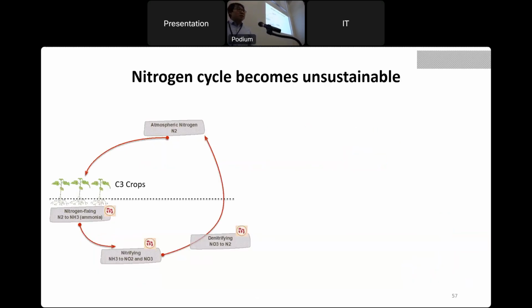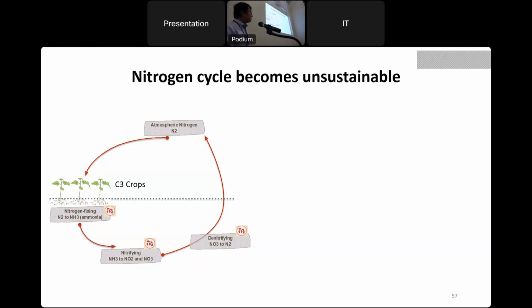Nitrogen is an essential nutrient for most living organisms, especially for plants. Plants are actually all under a very tight nitrogen budget. To cope with this tight nitrogen budget, different plant species adapted using different strategies. C3 crops like legumes, soybean for example, work with microorganisms. They form a partnership with the microorganisms and let the microorganisms fix nitrogen for them. Therefore, this cycle is sustainable.